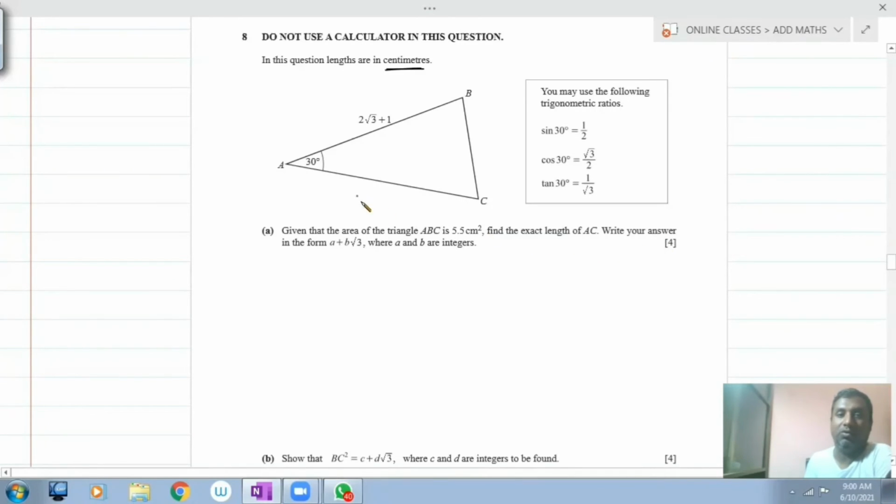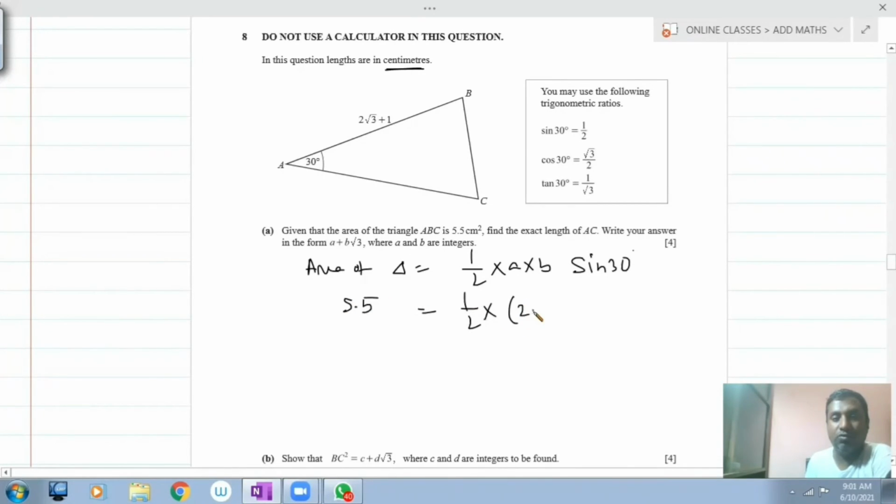Write your answer. Okay, let us consider that is AC. You can take AC as x or something, it is not mandatory to write. So let me write here, area of triangle equals half AB AC sin theta. Let me use area of triangle is 5.5. Then right here half, AB is 2 root 3 plus 1, AC is the other side, and sin theta's value is half.